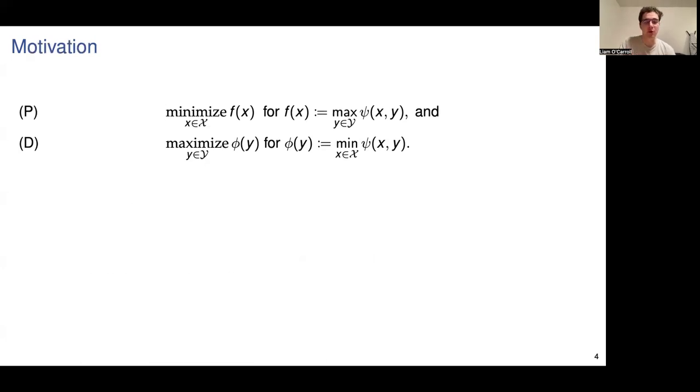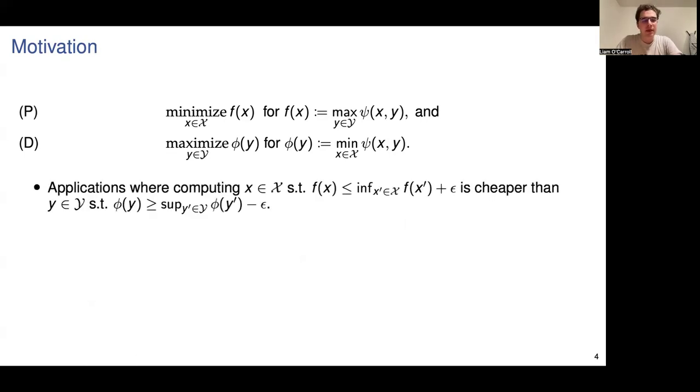As motivation for the general problem we consider in this paper, before this paper there were applications where, as far as we knew, the cost of computing an epsilon-optimal solution to the primal optimization problem P was strictly cheaper than the cost of computing an epsilon-optimal solution to the dual optimization problem D. Two recent examples are bilinear matrix games and distributionally robust optimization.